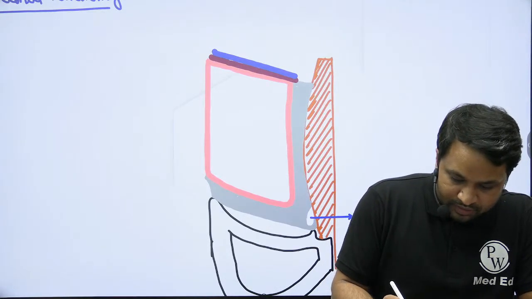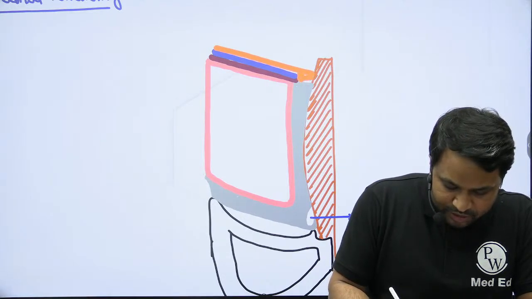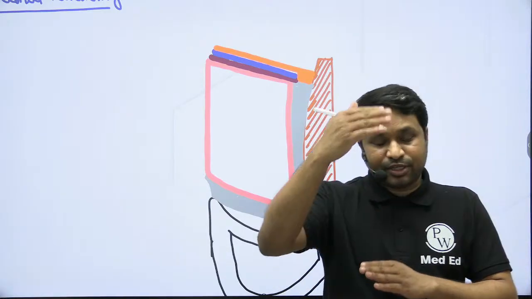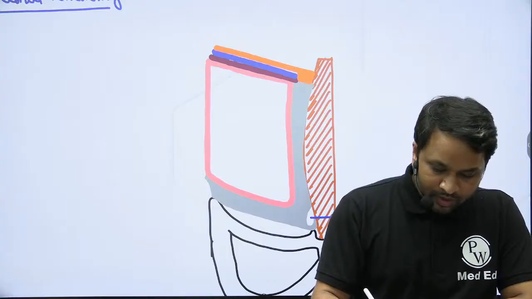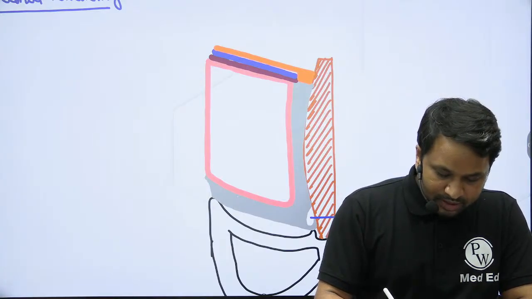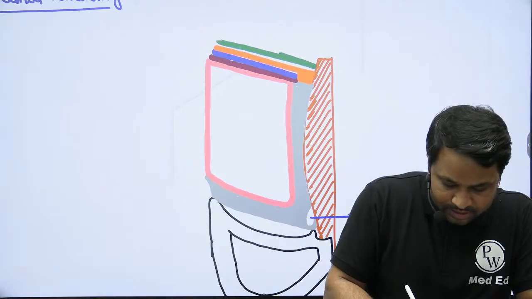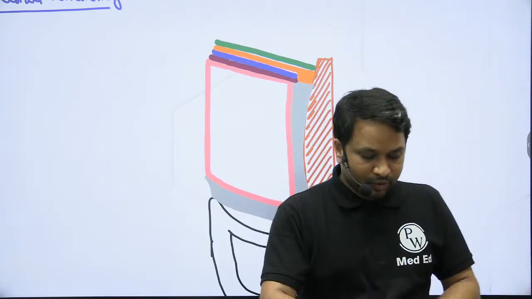Behind this, you have the fascia transversalis, which is present throughout. This is the fascia transversalis, and as you go across, it will cover the entire abdominal component. Now behind the fascia transversalis, what do you have? The last layer inside the abdominal wall is going to be your peritoneum.